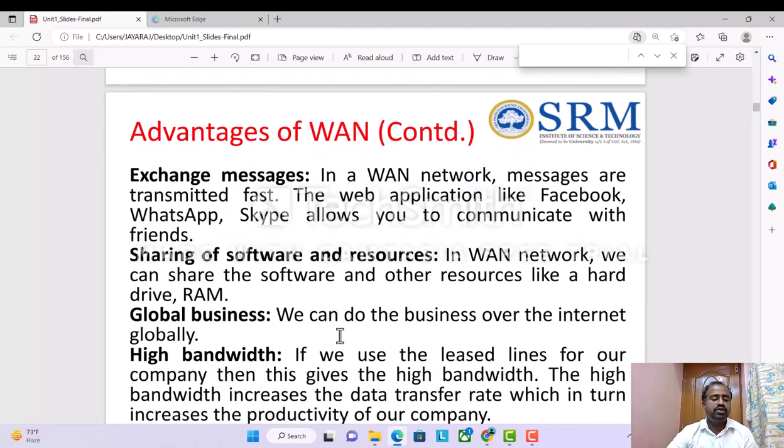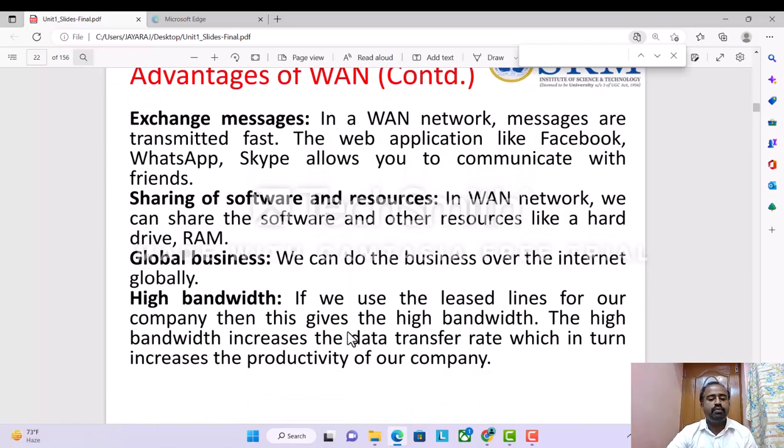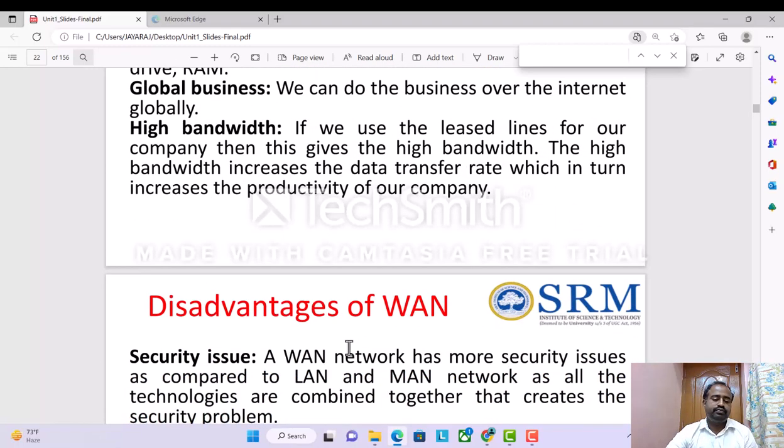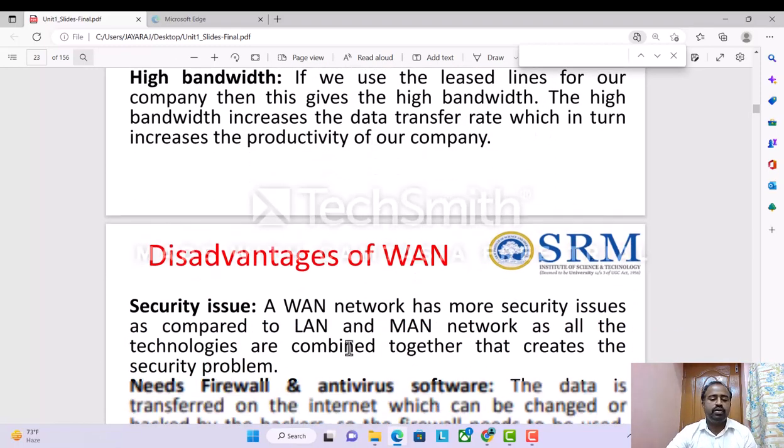Then global business. You can take Amazon and Flipkart. We can sell and buy like that. We can do global business with the help of WAN. Then it will provide high bandwidth. It will provide more connection facility, so that with this high bandwidth, the data transfer rate increases the productivity of the company to enter into the global market. These are all the advantages.